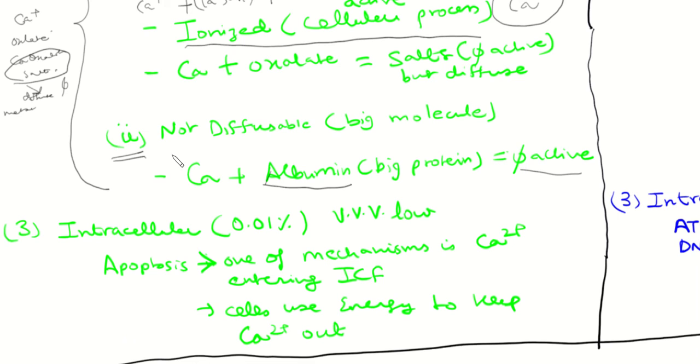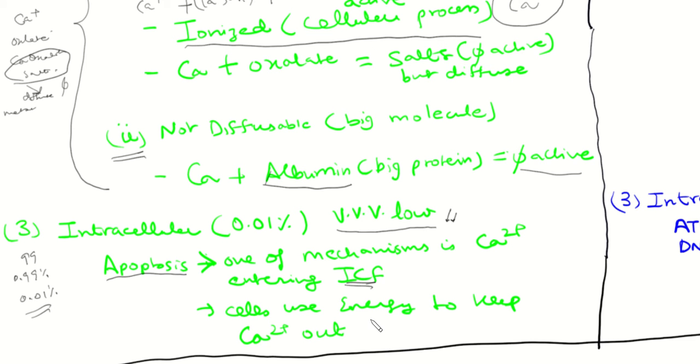Now, what's remaining in the intracellular space for calcium? Well, remember, 99% is in the bone and 0.99% in the extracellular space. So 0.01% is what's in the cell. And so it's very, very low. Calcium inside the cell is very low. Why is that? Because of cell death, programmed cell death or apoptosis. One of the mechanisms of apoptosis is calcium entering the intracellular fluid or intracellular space. So cells use a lot of energy to keep this calcium out.